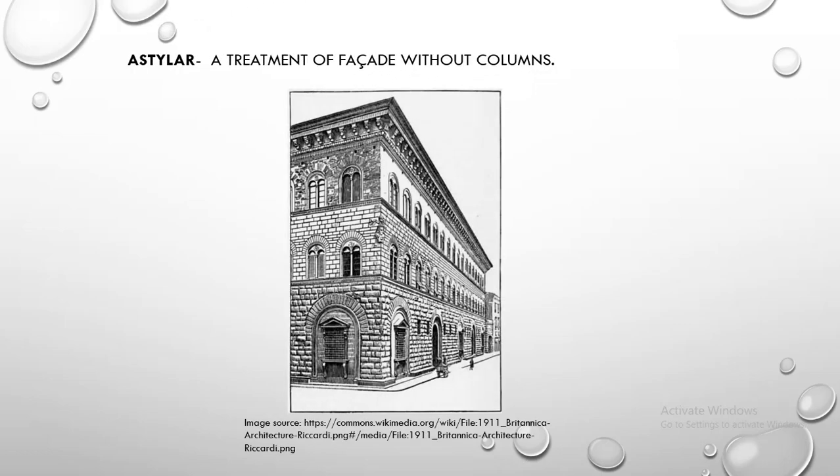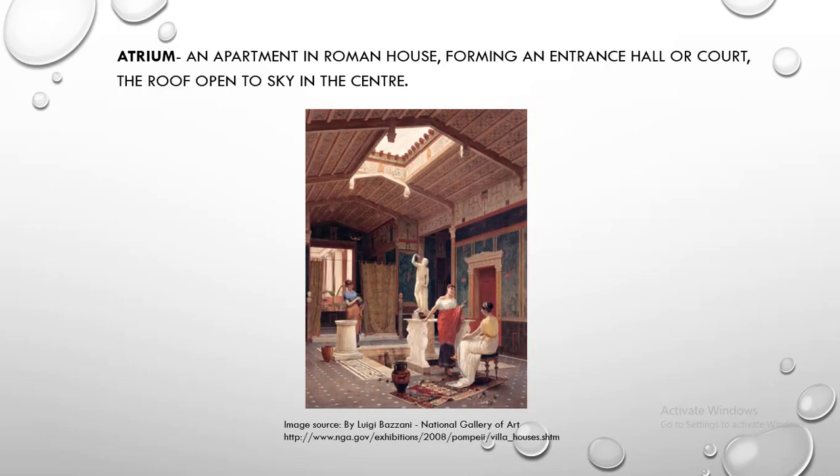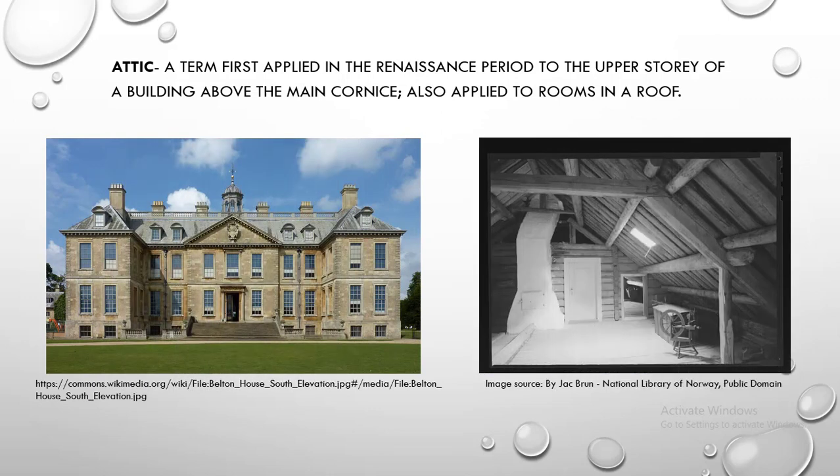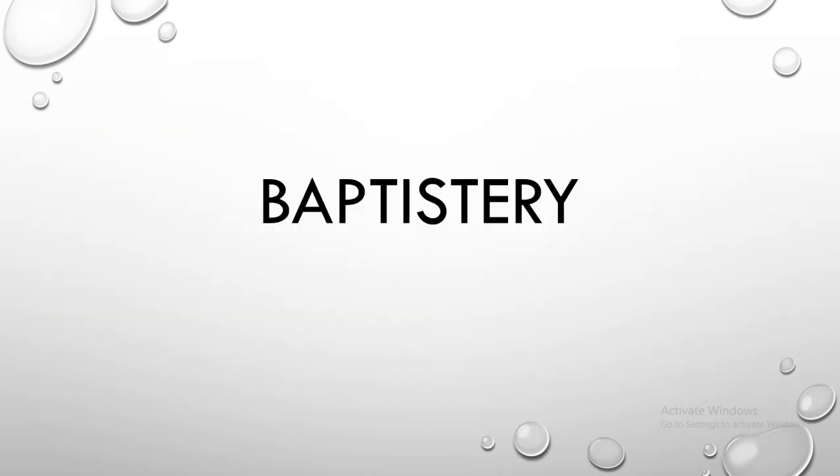Astylar. Astylar is a treatment of a facade without columns. Atrium. Atrium is an apartment in a Roman house, forming an entrance hall or court, the roof open to the sky in the center. Attic. Attic is a term first applied in the Renaissance period to the upper story of a building above the main cornice, also applied to rooms in a roof.